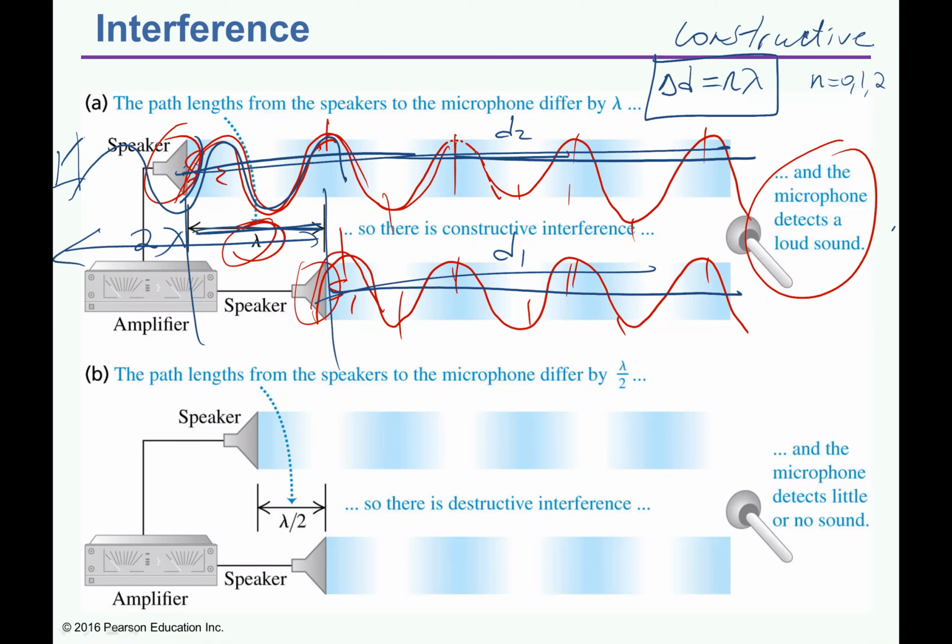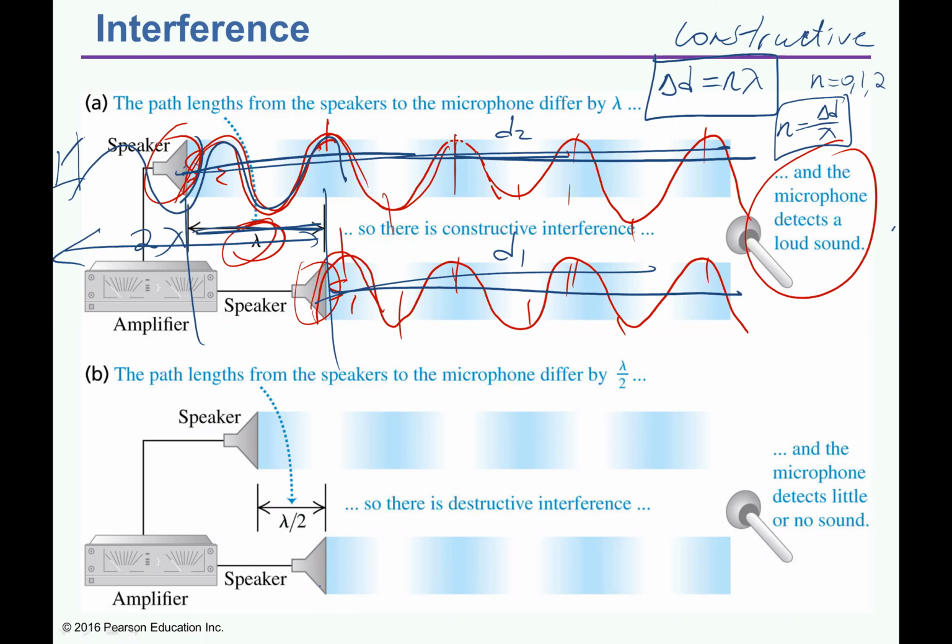So constructive interference, okay? That means that as long as this delta D, their difference in length, is equal to n times lambda, you can then get constructive. Or you can say, if you do delta D over the wavelength and you get, let's say, 0, 1, 2, 3, 4, then you get constructive.